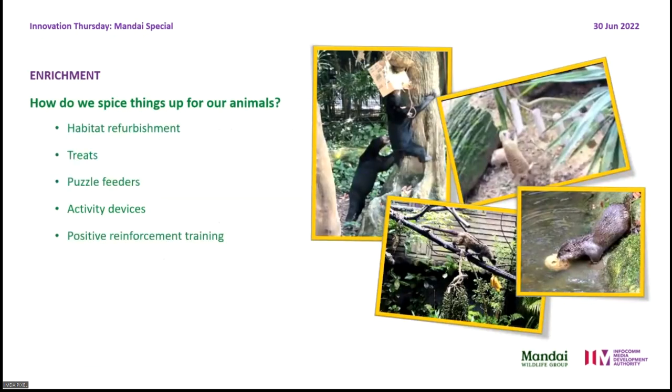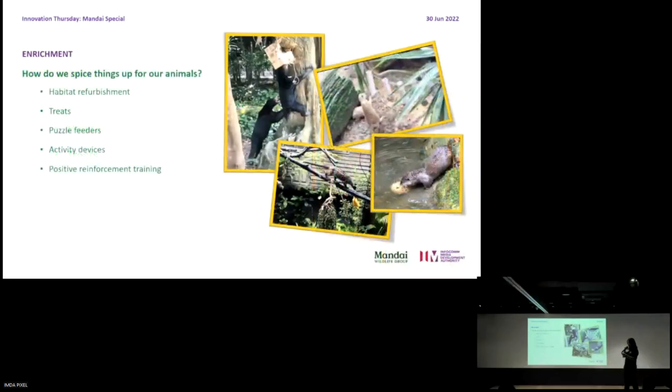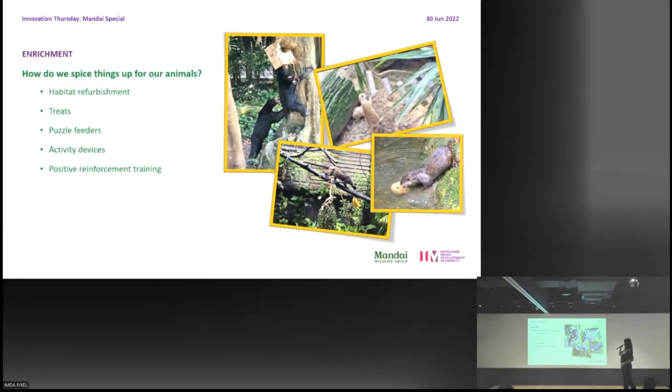All right. So first, the concept of enrichment. What do we mean by enrichment, or what do you understand by enrichment? It's basically how we spice things up for our animals. And this can actually include habitat refurbishment. Habitat refurbishment means, for example, new logs, new branches, new placement. The keepers will bring in all the different logs and branches from outside, and we do a refurbishment in the habitat itself, like placement of the logs, increasing vines, things like this.